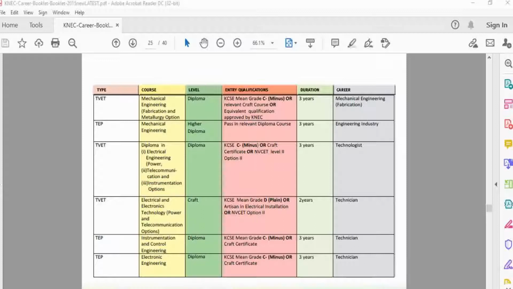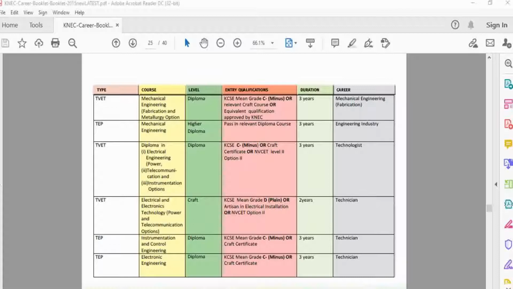The entry grade for those courses in electrical engineering is C-, but if you had done clerk previously, you can also join diploma courses at second year. The same case applies to mechanical engineering and civil engineering courses.